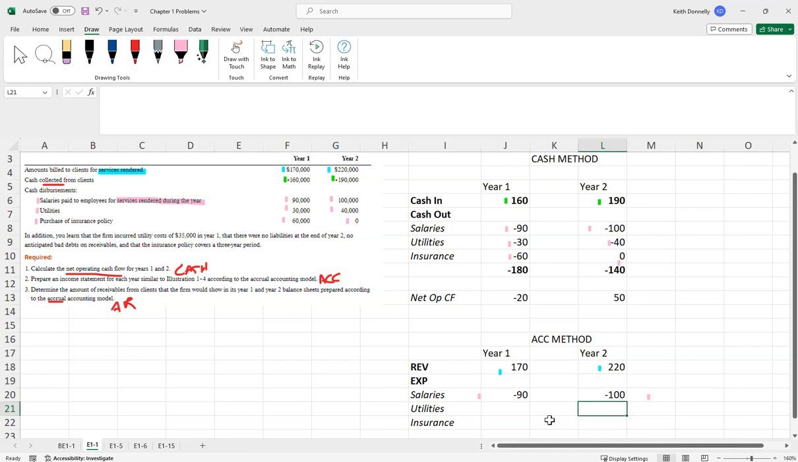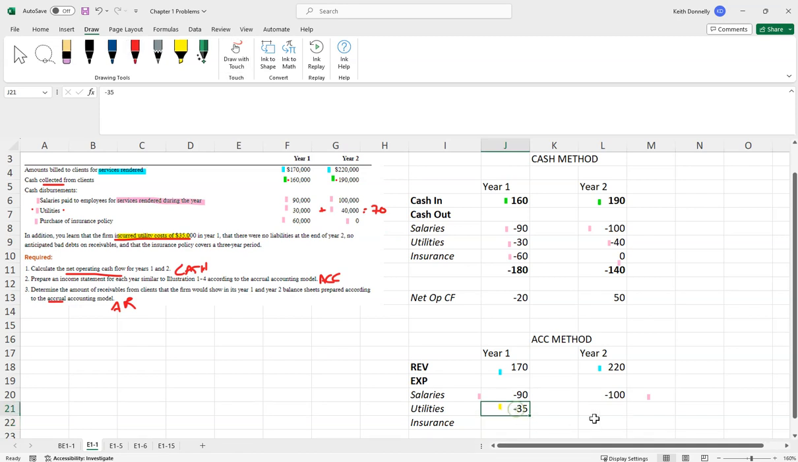The utilities, let's check that out. They're telling us here we paid 30 and 40. That's the starting point for utilities, but they're giving us some additional facts. It looks like we only incurred utility costs of 35 in year 1. We only take the expense for what we incurred, so we incurred 35, we only put 35 there. But if you think about it, our total utilities were 70.